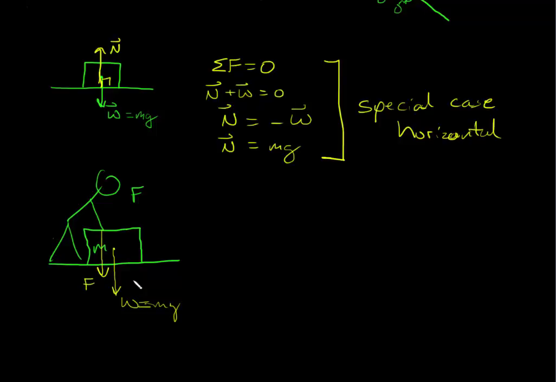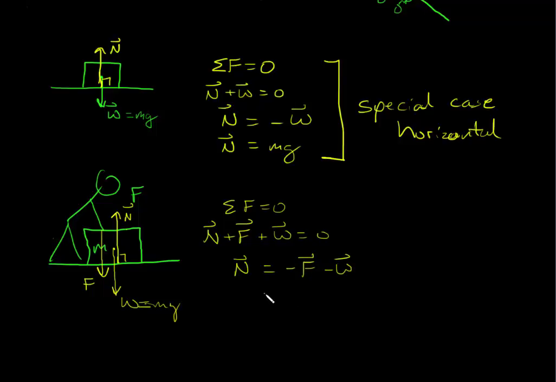We have F, and then the surface pushes back. It reacts to all the push down, and that's the normal, and that's perpendicular. Again, it's not moving, so I know the net force is equal to 0. Now I have to add them up: the normal plus this force that you're pushing plus the weight equal to 0. So I see that the normal is equal to negative F minus W, or the sum of F and W, just in the other direction.